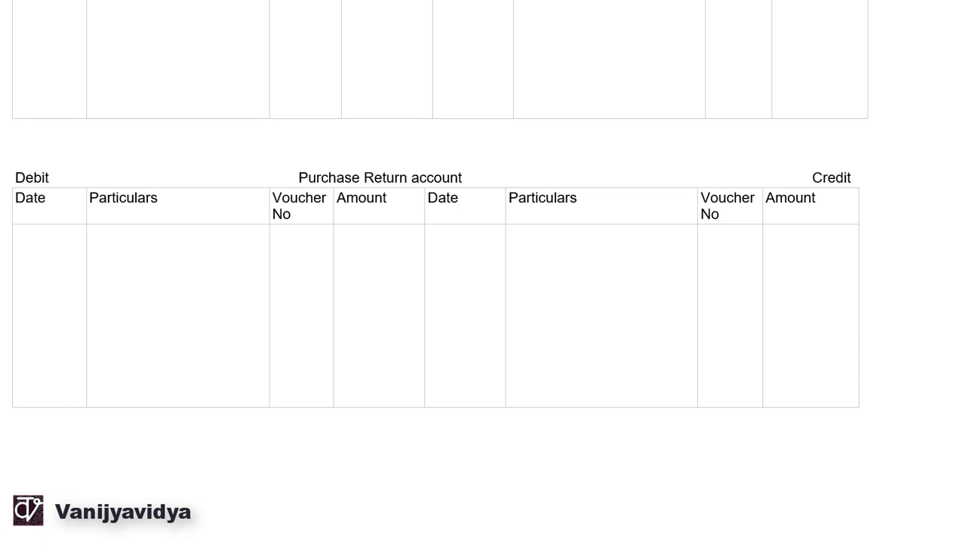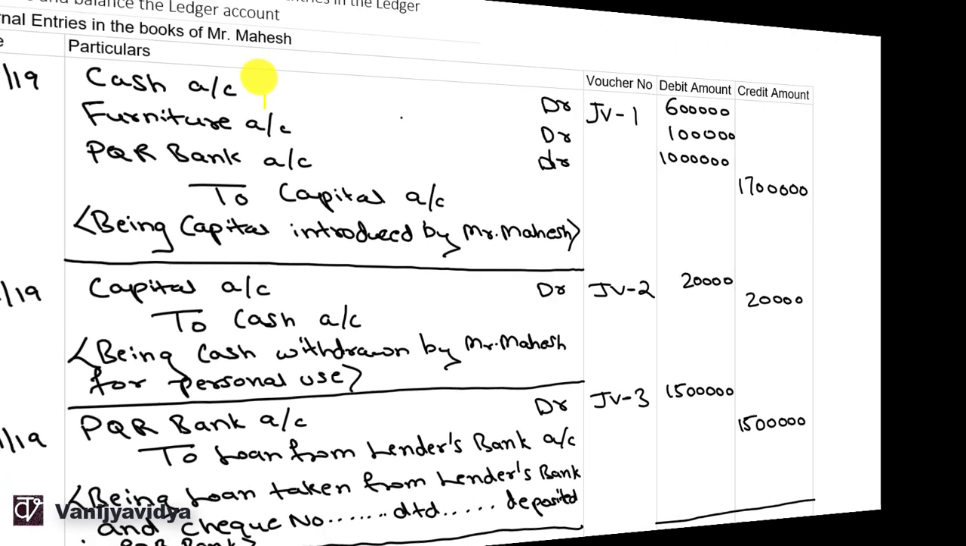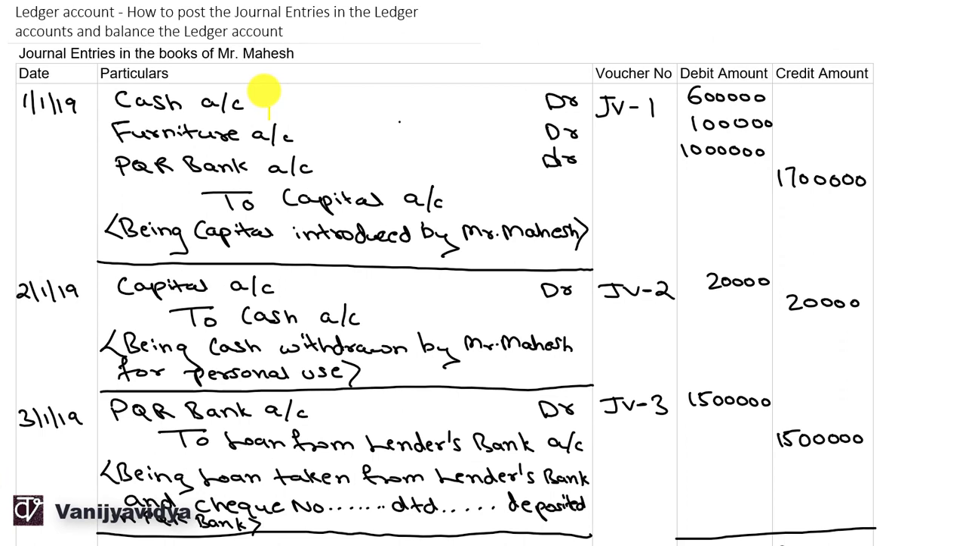Now let's start posting journal entries one by one. Now this is the first journal entry. 1st Jan 2019, cash account debit, furniture account debit, PQR bank account debit to capital account, JV1. So now we have to post this journal entry in the ledger accounts.